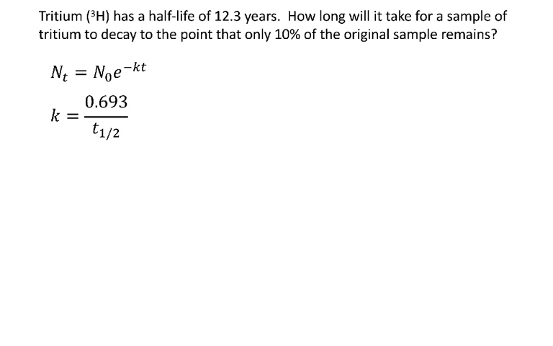amount. However, anytime we're given a percentage, like we are in this problem, the easiest thing to do is just assume that we start with 100 grams. We could assume we start with any amount, but 100 grams makes it easy. Because if we assume we start with 100 grams, then that means that N0 is 100, and then NT is going to be 10 grams.